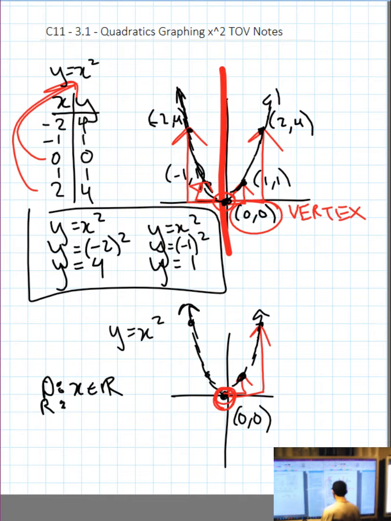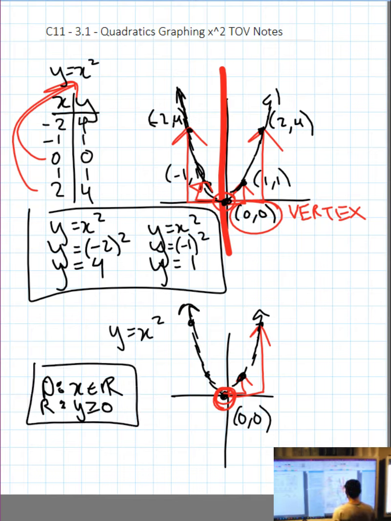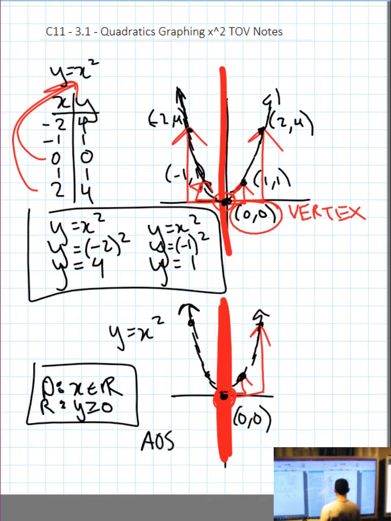Now the range, well, look at the graph. All the Y values are greater than 0. So Y needs to be greater than or equal to 0 because we have a point at the bottom. And then one more thing. This vertical red line that we drew above is called the axis of symmetry, AOS. And the equation is just x equals the x value of the vertex.